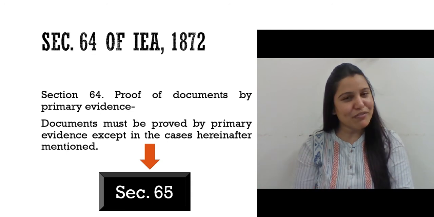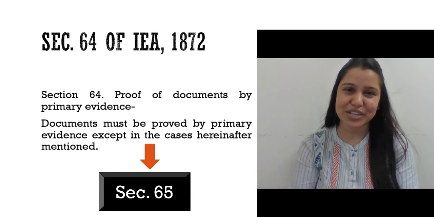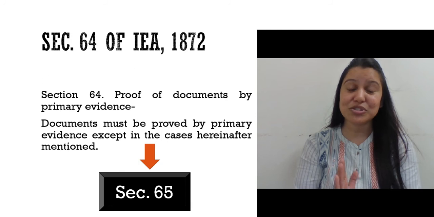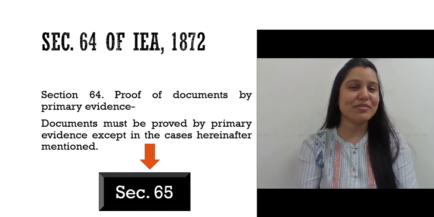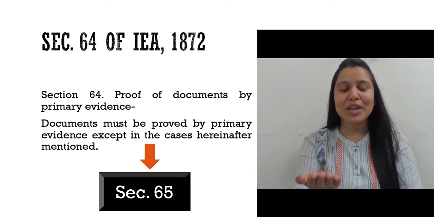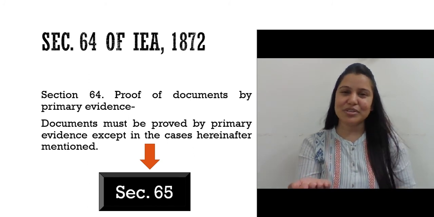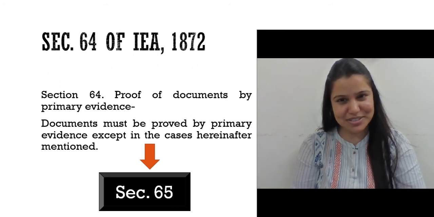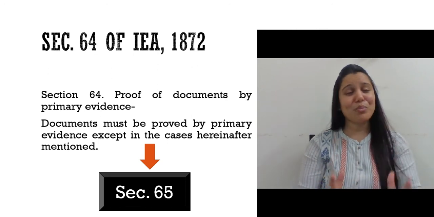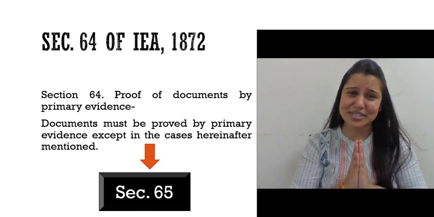Otherwise, you will have to prove your case according to section 64, and that is through the primary evidence, that is the document itself. Primary evidence means the document itself. Otherwise, the secondary evidence will be permissible according to section 65 of the Indian Evidence Act. With this, I hope everything related to it is clear.